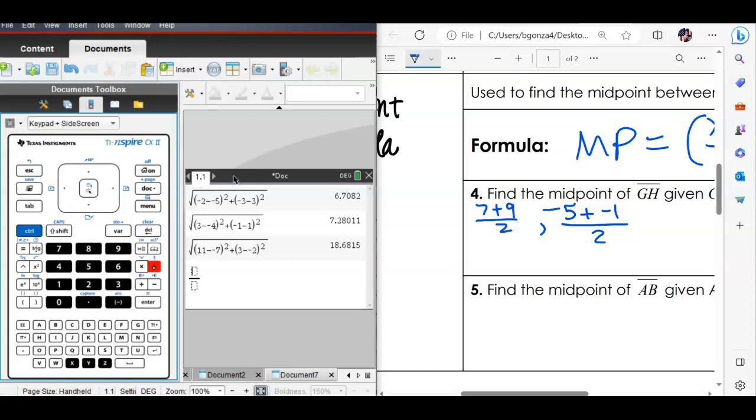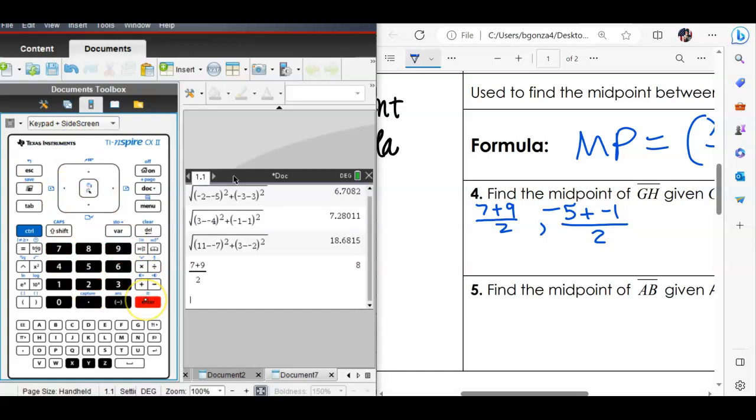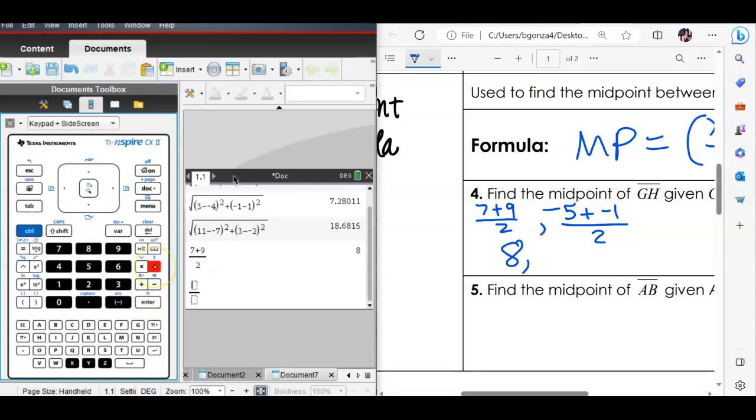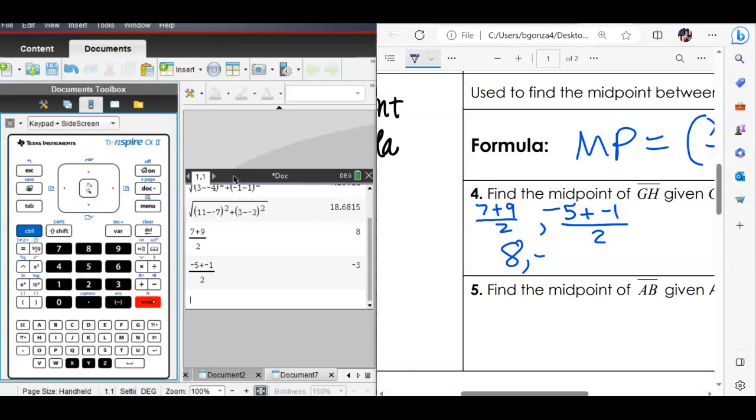We're going to do the first one, 7 plus 9. Go down, 2. Hit enter. I got 8, comma. And then now I'm going to do Control, divide again. Negative 5 plus negative 1. Down. Press 2. That gives me negative 3. That is my midpoint, okay?